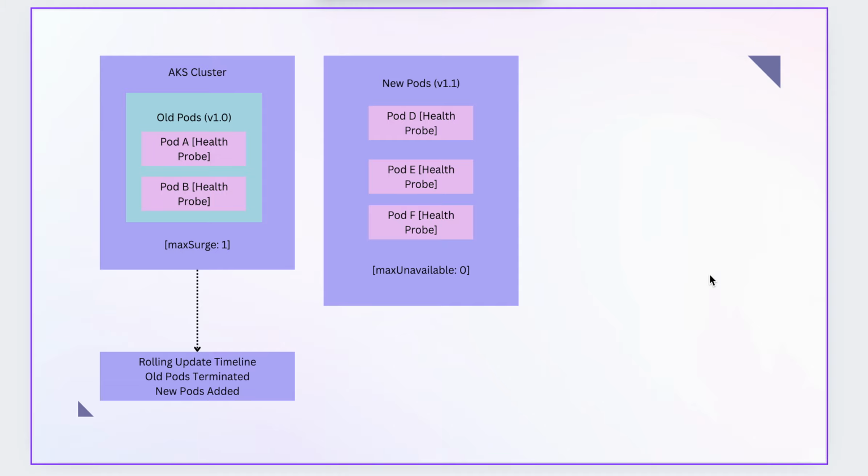The AKS cluster running our microservices indicates the managed Kubernetes environment. Within this cluster, we perform rolling updates to deploy new versions of microservices, ensuring continuous availability for processing up to 10,000 transactions per second.